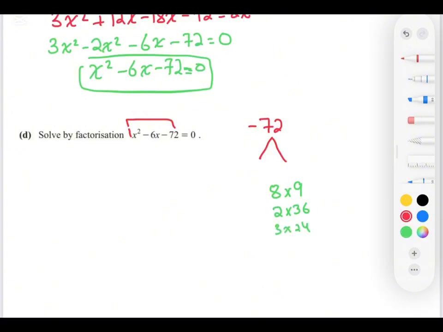The important thing is we have to make the middle value as well, that is 6x. So if I choose this value and add 8 and 9, it will give me 17. If I subtract, it will give me 1 or negative 1. It depends on which sign, but it's not making negative 6. So this is not a correct option.